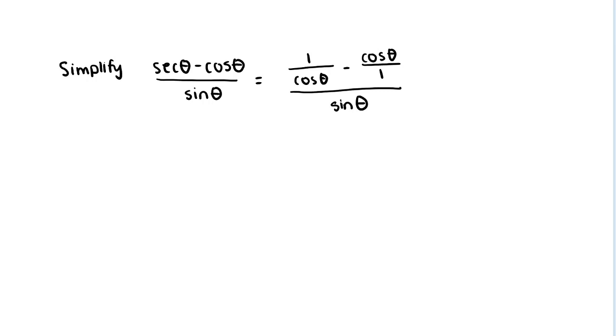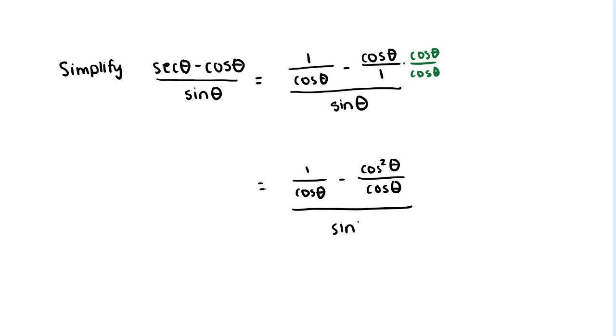So I'm going to go ahead and multiply this fraction here by cosine of theta over cosine of theta, right? That would give us the common denominator of cosine of theta and allow me to subtract the fractions. This becomes 1 over cosine of theta, take away cosine squared of theta, right? Cosine of theta times cosine of theta is cosine squared of theta, all divided by sine of theta.